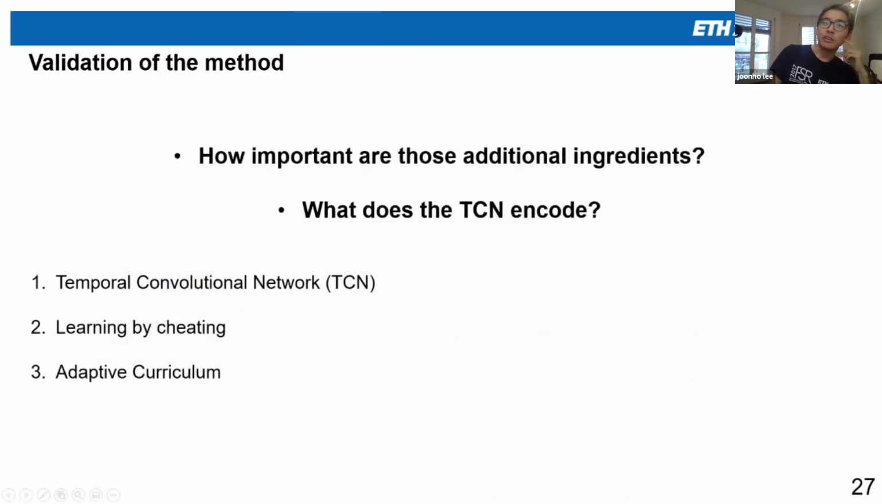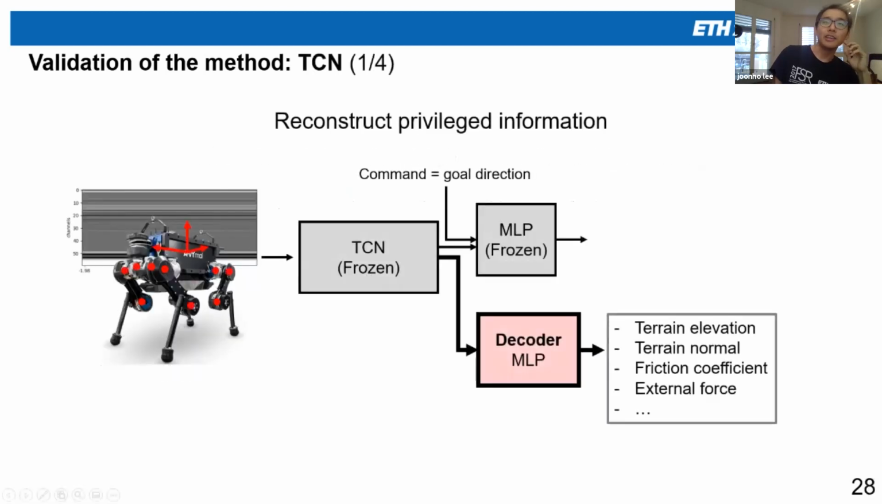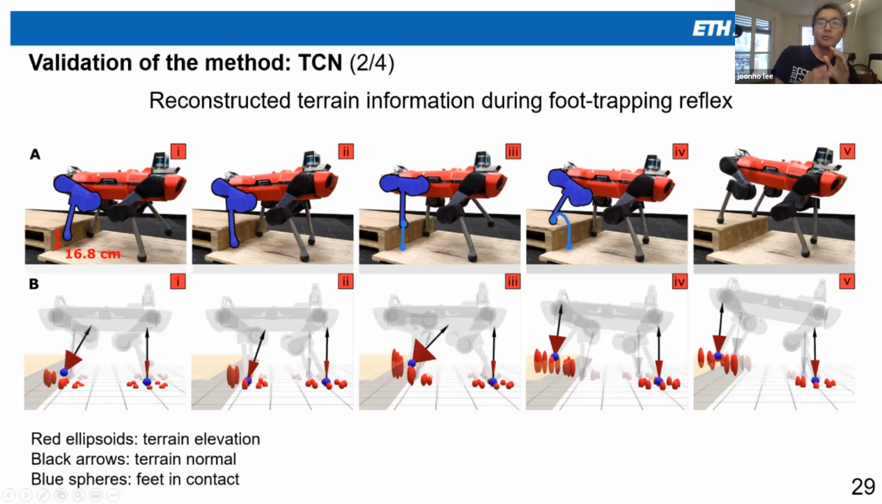So before finishing the results, I want to show you some simple benchmarks to verify why I needed these 3 ingredients. Firstly, I tried to reconstruct this privileged information from the intermediate output of the TCN. I trained another decoder that reconstructs the terrain elevation, terrain normal, or friction coefficient. And we observed what happened when it hits the step. When a foot gets stuck there, these red ellipsoids are the estimated terrain elevation, and the size of the ellipsoid is the variance, the uncertainty output.